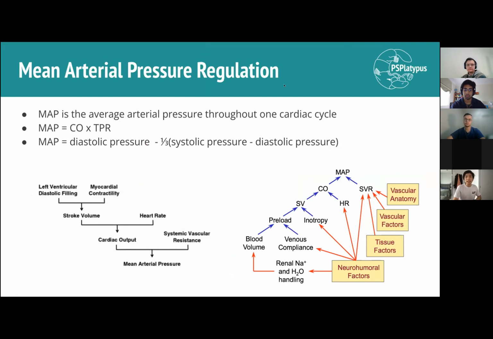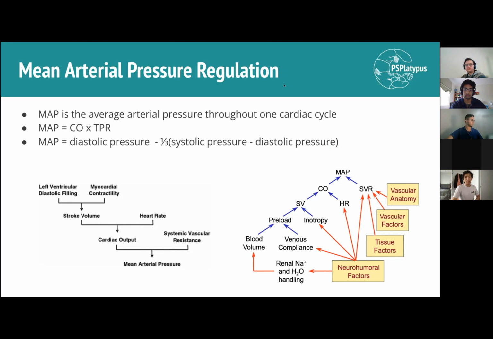So first of all, what is it? Mean arterial pressure is the average arterial pressure throughout one cardiac cycle, and it can be calculated using the equation cardiac output times total peripheral resistance. Or if you're in an exam and they give you just the diastolic and systolic pressures, it's the diastolic pressure plus 1/3 of the systolic pressure minus the diastolic pressure. Factors that affect the mean arterial pressure can be given by the equation CO times TPR, as we look at factors that affect the cardiac output and the total peripheral resistance.